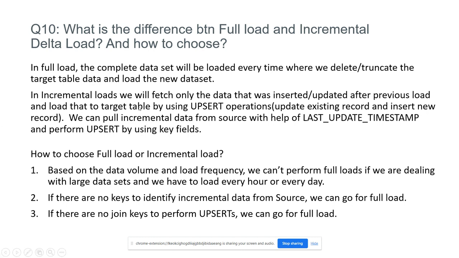We load that to the target table by using upsert or insert operations. Upsert means updating the existing records and inserting the new records. We can pull incremental data from the source with the help of a last update timestamp. So how can you identify which data to pull? Only the last 24 hours of data. So we can maintain a column like last update timestamp. Whenever that last update timestamp is greater than yesterday's load time, we can fetch only those records from the source, and by using upsert operation we do the updates and inserts at the target level.